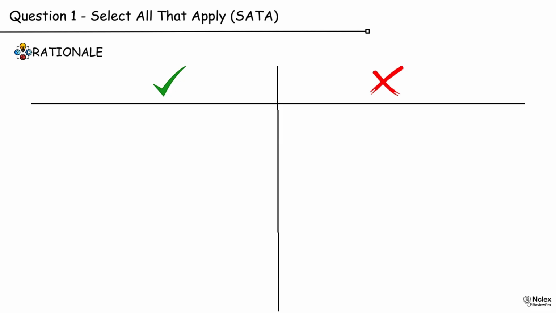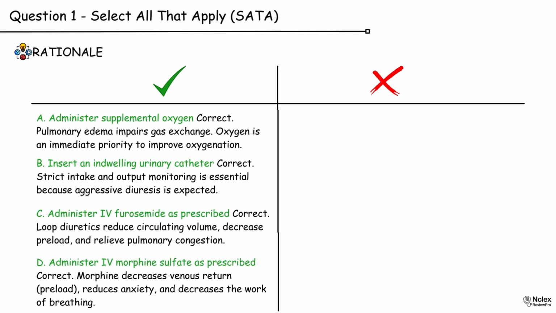This presentation is classic for acute pulmonary edema. The key cues are the severe dyspnea, the low oxygen saturation, crackles, and that pink frothy sputum. That is fluid in the alveoli. Gas exchange is failing, and this can become respiratory failure fast. Option A, administer supplemental oxygen, is priority because it supports oxygenation immediately. This is an airway and breathing problem first.